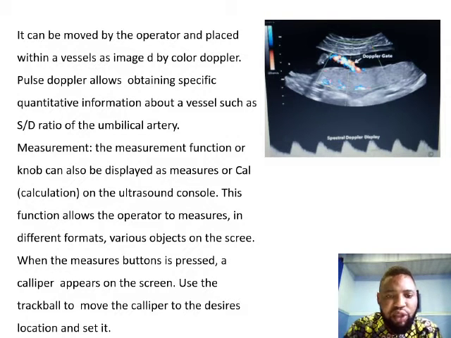Measurement. The measurement function or knob can be displayed as measure or calculation on the ultrasound console. This function allows the operator to measure various objects on the screen in different formats. When the measure button is pressed, a caliper appears on the screen. Use the trackball to move the caliper to the desired location and set it. The image on the left side shows the Doppler gates of the vessels of the umbilical cord.